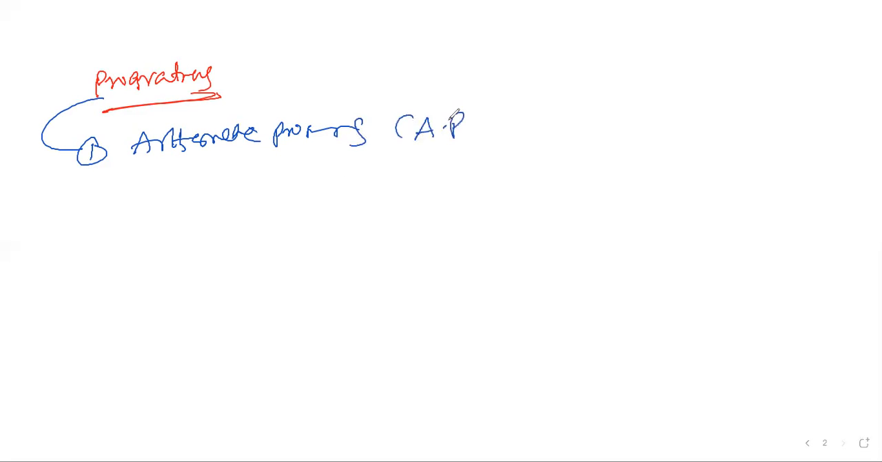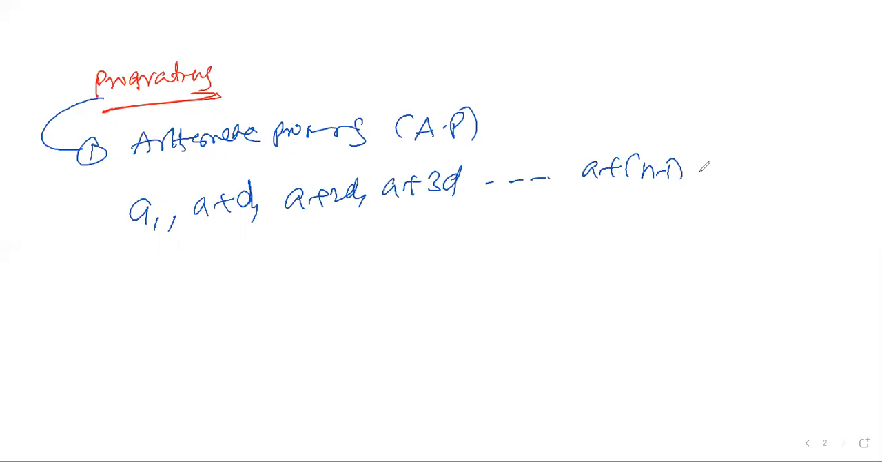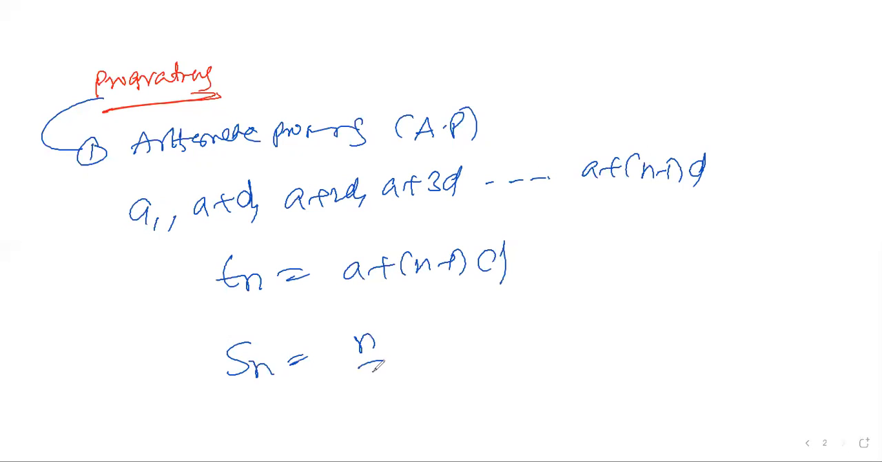Arithmetic progression, AP for short. What is an arithmetic progression? A series which has a constant difference. Suppose A, A plus D, A plus 2D, A plus 3D, and so on, up to A plus n minus 1 into D. This is a series. If you want to find the nth term, Tn is equal to A plus n minus 1 into D. Sn is n by 2 into 2A plus n minus 1 into D.